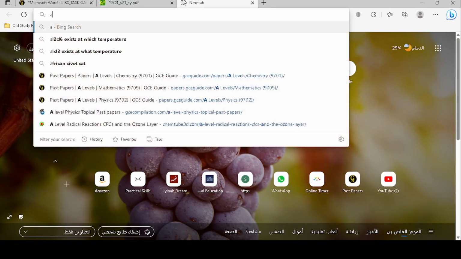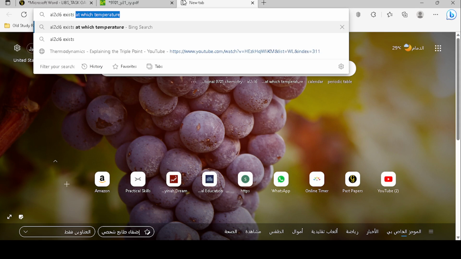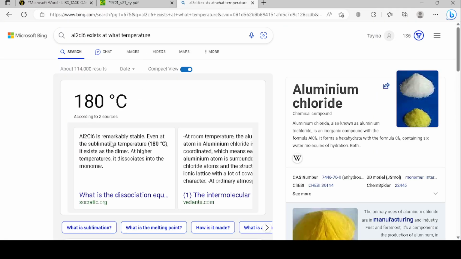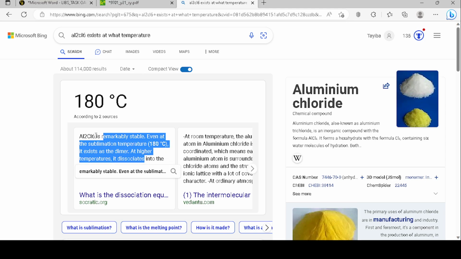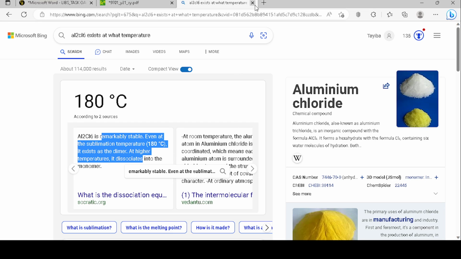So Al2Cl6 exists at, yeah. So it's remarkably stable. Even at the sublimation temperature, which is 180 degrees Celsius, it exists as a dimer, and at higher temperature, so my screen keeps getting stuck today, it dissociates into the monomer at higher temperatures. But even at the sublimation temperature, it's fine.